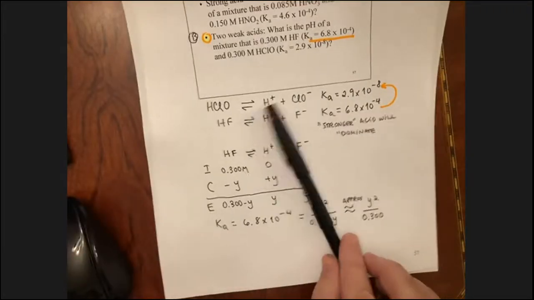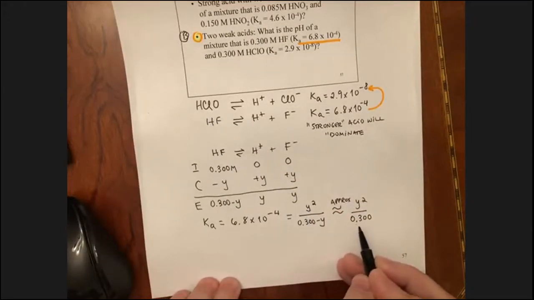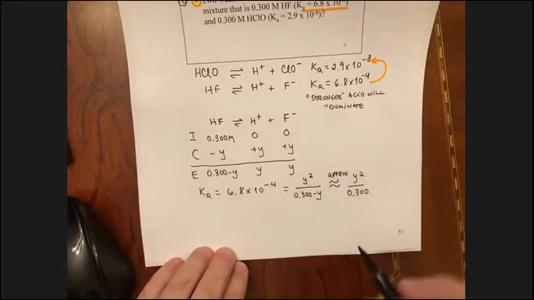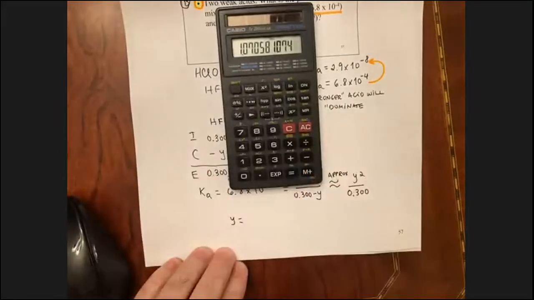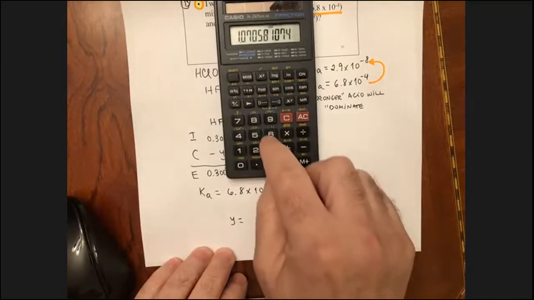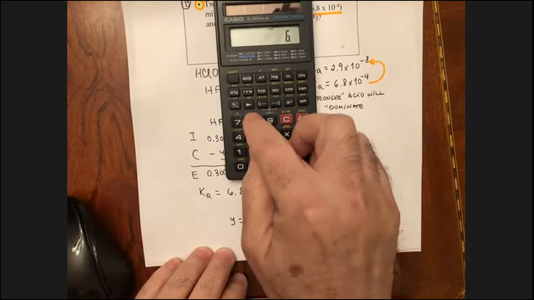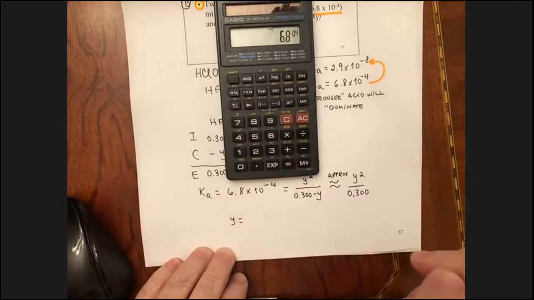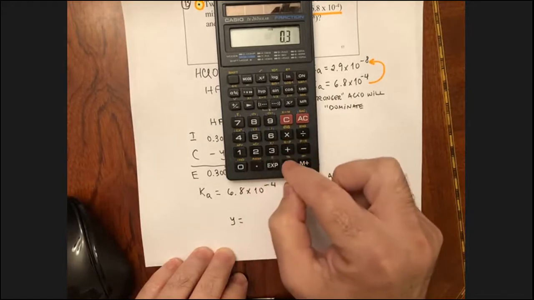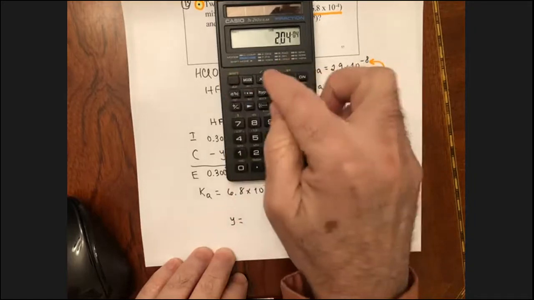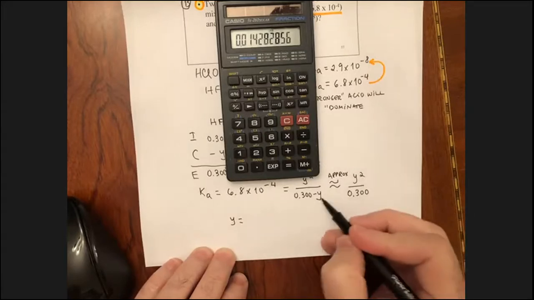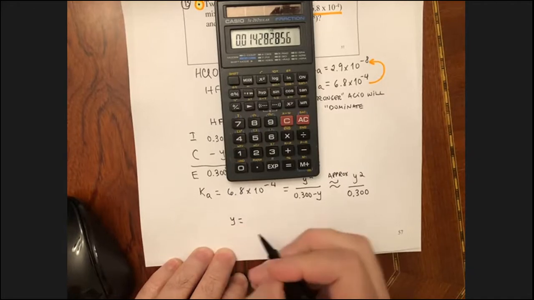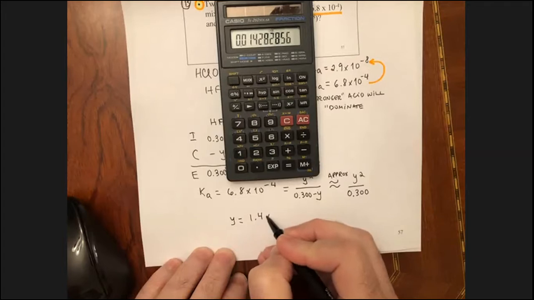Okay, so I think I left at some point where we're saying that we're going to use the approximation here. Hopefully it got that far. And what's going to happen then is we're going to solve for Y. So let's get our calculator back in here. We have 6.8 times 10 to the minus 4, times 0.3, and we're going to take the square root of that. And we get something that looks like 0.0148. But again, we only have two sig figs here, so we're going to put that as 1.4 times 10 to the minus 2.